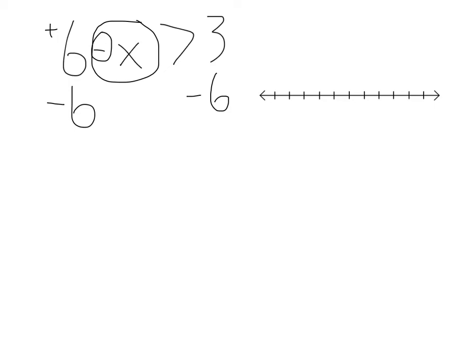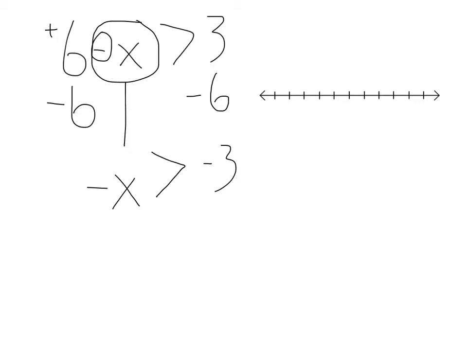Now what's left over here, bring this down, I have negative x greater than, what's 3 minus 6? Negative 3. Now, a bunch of you are going to say, well, how come you didn't turn the sign? Because we did not multiply or divide. Adding or subtracting with negatives does not change the sign. It's only when we multiply or divide. So that stays the same direction.